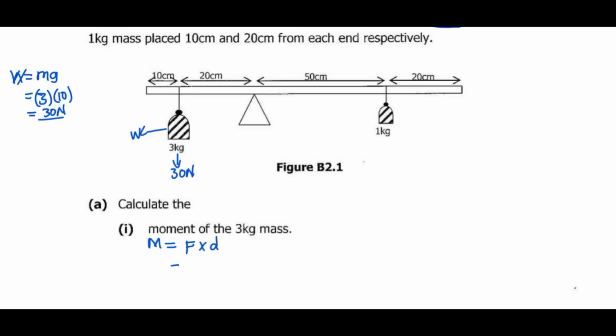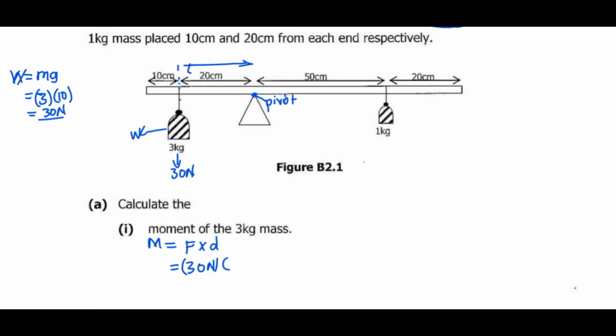So we have our force, which is 30 newtons, multiplied by our distance. This is where our pivot is. The distance is always considered from the pivot to the point of action. The point of action is here. So what is the distance from here up to here? We can see that it's 20 centimeters. Also remember to convert distance in centimeters into meters, so that we have the appropriate units for a moment.